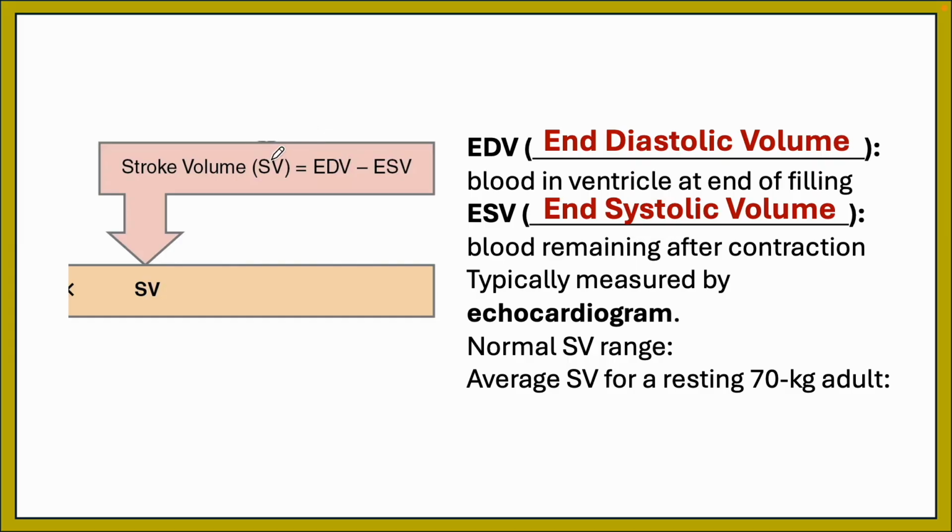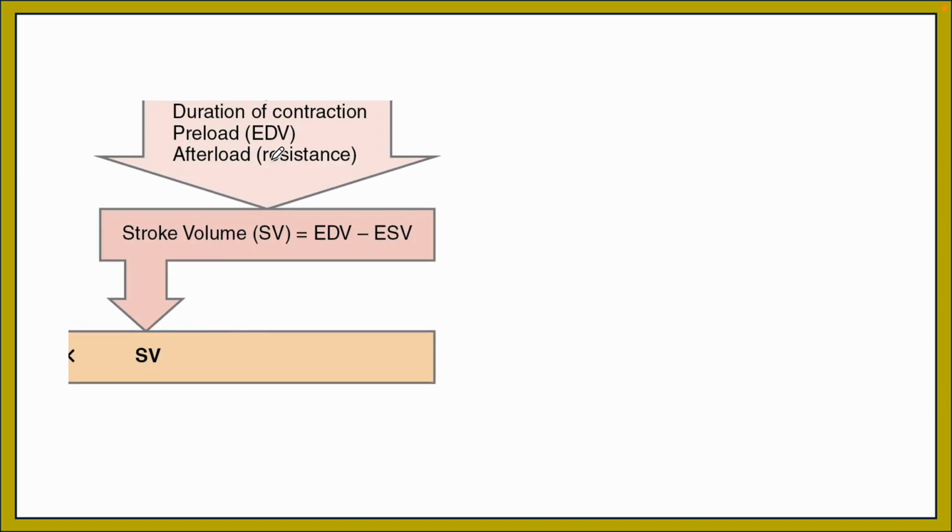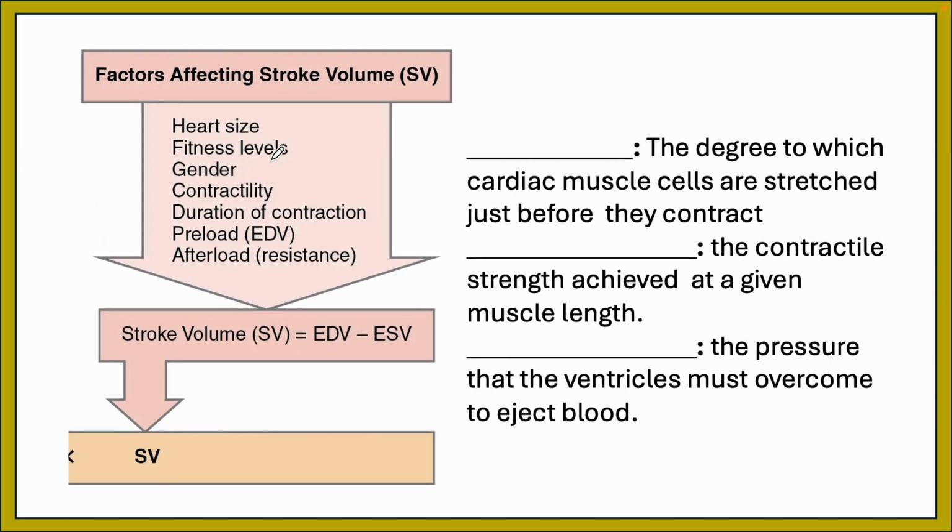You can measure this using an electrocardiogram. The normal range for adults is generally between 55 to 100 milliliters, with the average being right around 70 milliliters. So a number of factors can affect the stroke volume, things like the size of your heart, how fit you are, males versus females, partly because that is going to affect the heart size in itself.